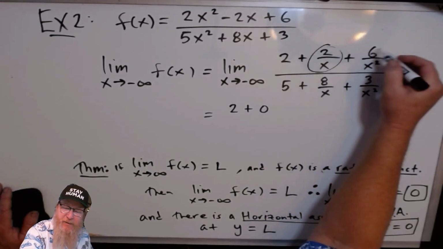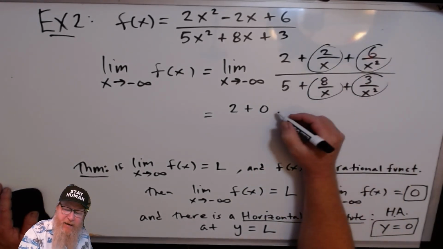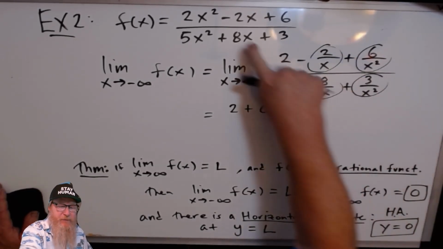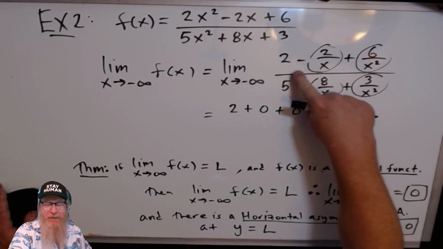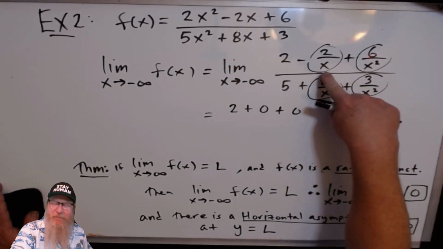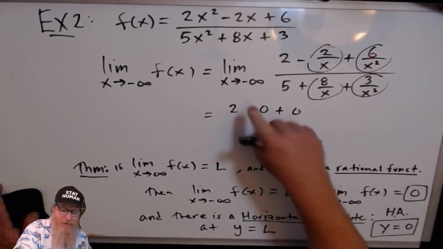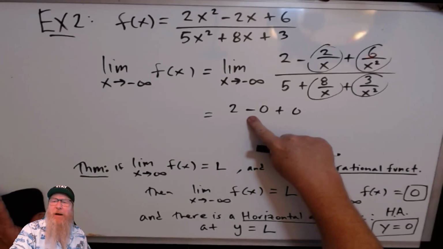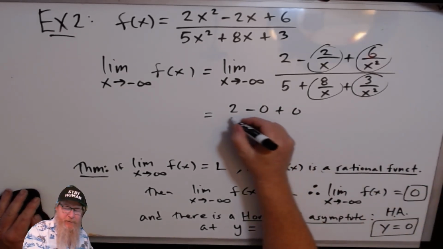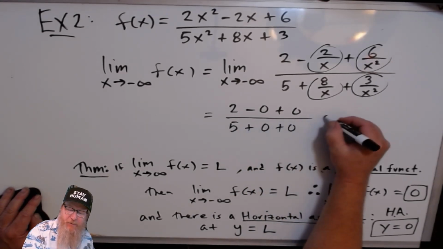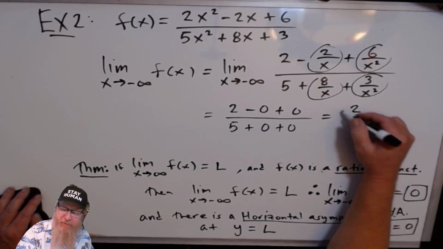All of these terms are going to go to 0 because they all have an x in the denominator. I've got to get my signs right. I almost screwed that up, but it's negative 2 divided by x, which is still going to be 0. You're subtracting 0. The denominator is all adding, so plus 0 plus 0, so the limit is 2/5.